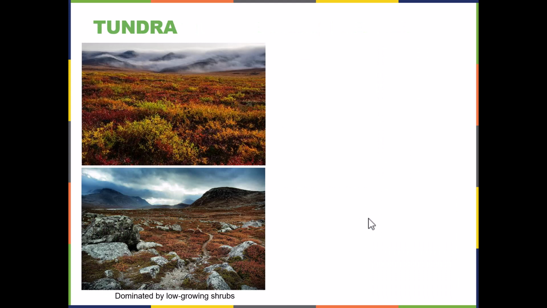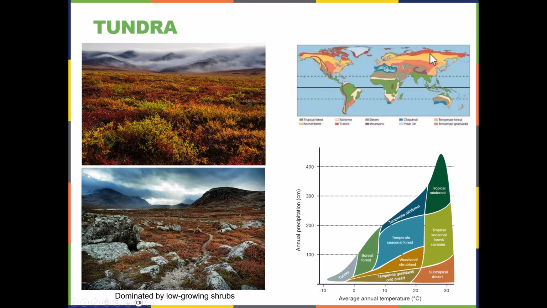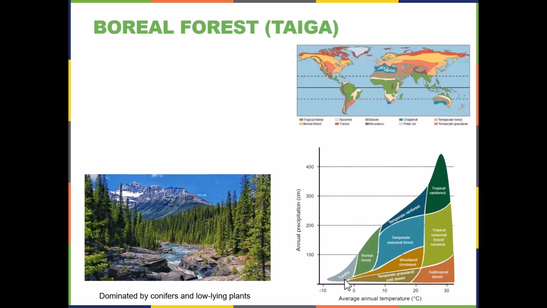First, we'll look at the tundra. If we look on the map, the tundra is up here at the very top in red. On this graph, we see it over here. Very low temperatures and also very low rainfall. Because of this, we typically see very low-growing shrubs as the dominant plant in a tundra. And of course, for a lot of the year, there will be very little emergent vegetation above the snow and ice layer.